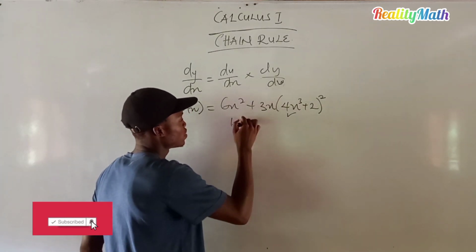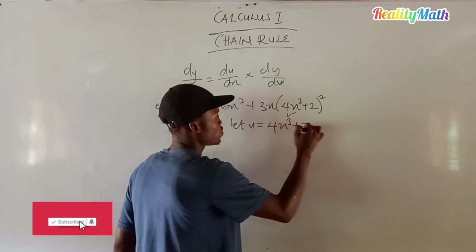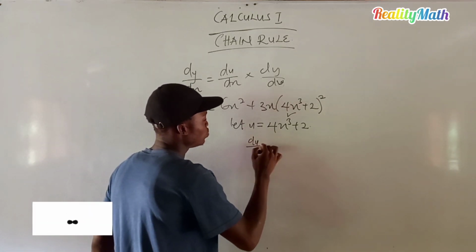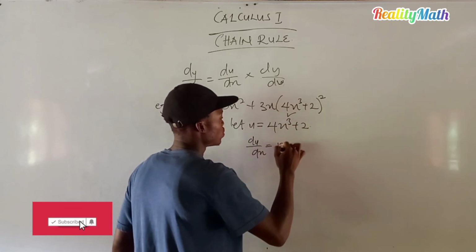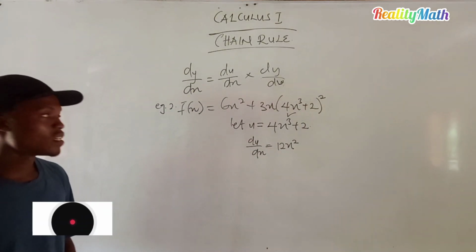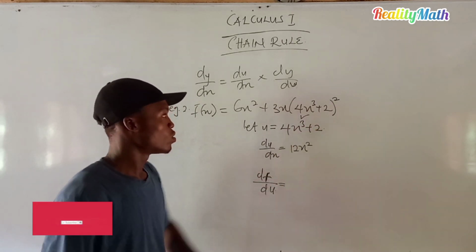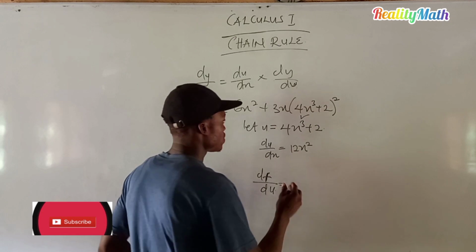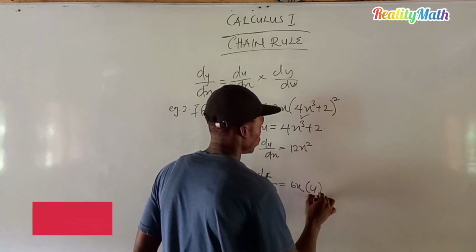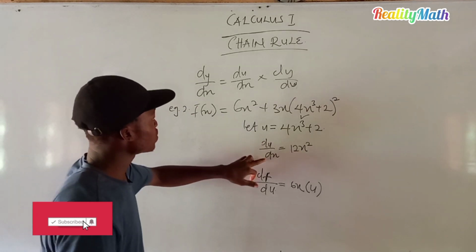So let's apply the chain rule here. We let our u be equal to the inner part, which will be 4x cubed plus 2. So we have our du/dx to be equal to 12x squared. Differentiation of a constant definitely gives you 0. So what will now be our df/du? This will give us 6x u all to the power 1, because 2 minus 1 is 1.